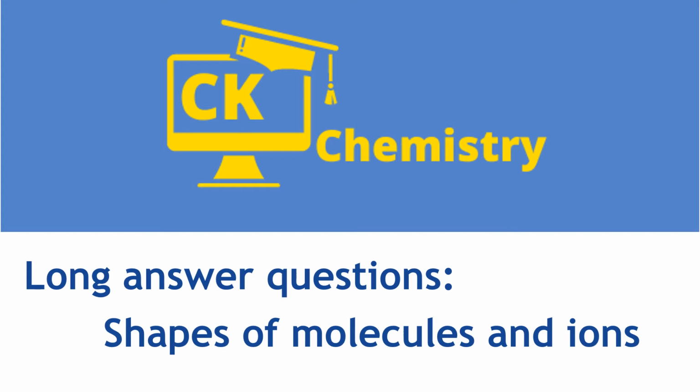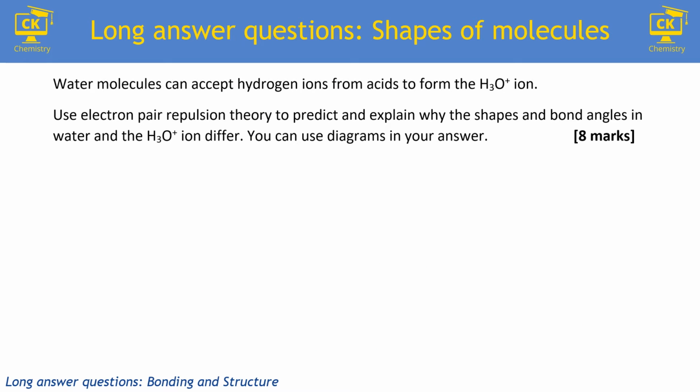In this video, we're going to look at a long answer question, an example that asks us to make predictions about the shapes of molecules and ions. So here's our example. We're told at the start of the question, water molecules accept hydrogen ions from acid to form the H3O+ ion.